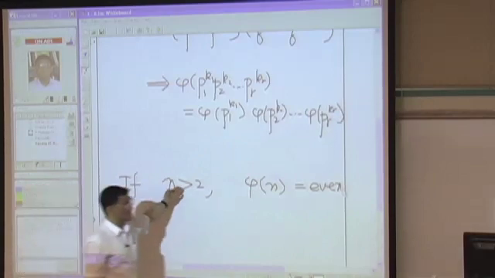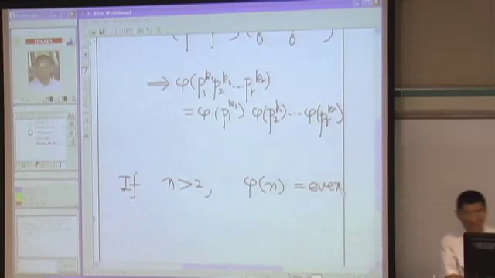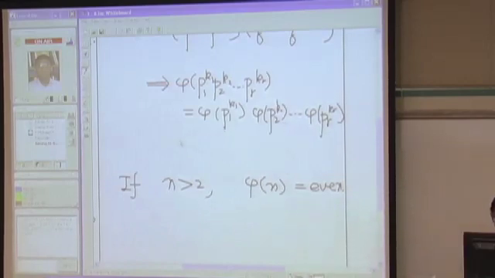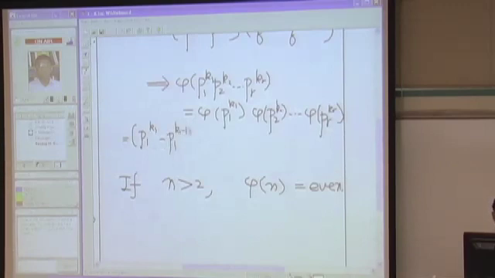But before going into this part, I will write down the result of the previous thing. What is the result? P1 to the power K1 minus P1 to the power K1 minus 1, and then P2 to the power K2 minus P2 to the power K2 minus 1, all the way through PR to the power KR minus PR to the power KR minus 1.